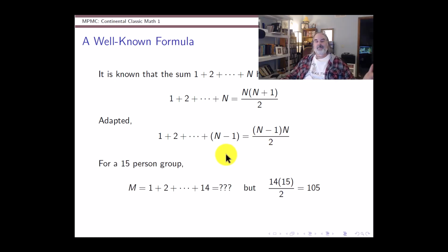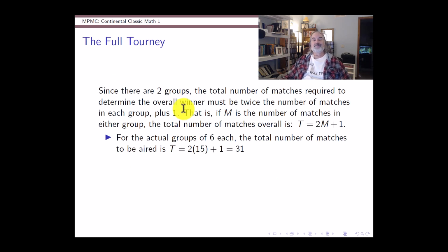And then for that 15 person group that we didn't want to sit there and add up all the numbers up to 14, well, now we just calculate that total by 14 times 15 over 2. Boom, that's 105. So that's how many matches it would take to put 15 people in one of these round robin grids and have it run all the way through. 105 matches.